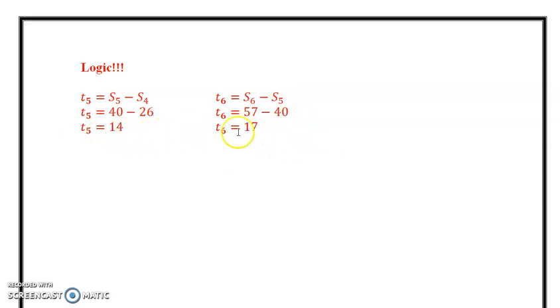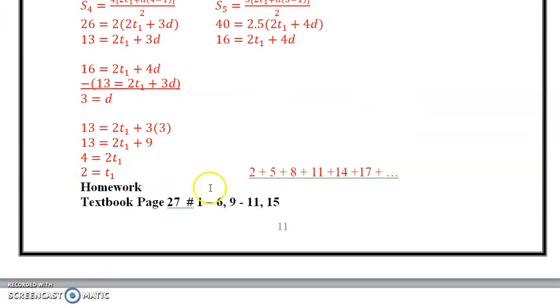Right? So now if we know 2 consecutive terms, we know the difference, right? Because the difference is simply going to be equal to term 6 minus term 5, which is the definition of common difference for an arithmetic sequence. So 17 minus 14. That gives us a common difference of 3, which we have here, right?